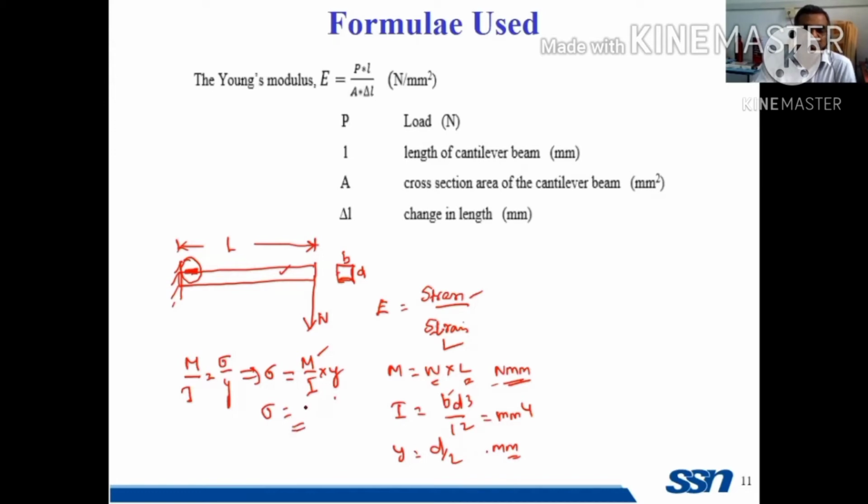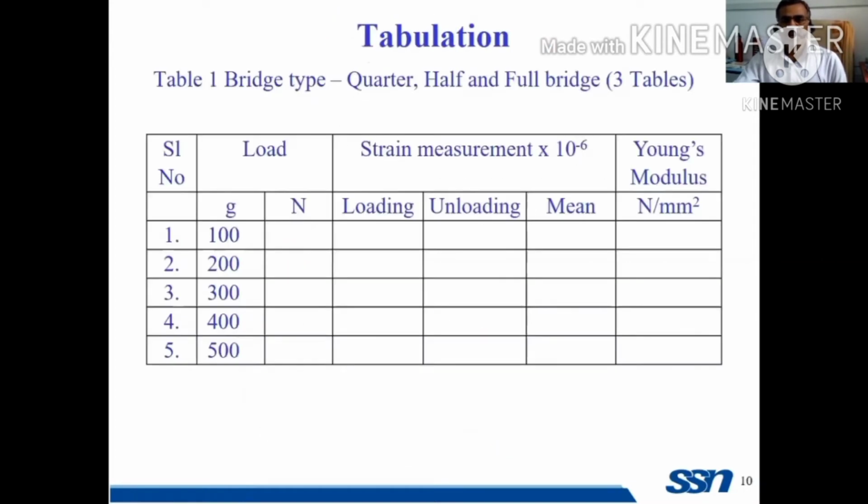So this you have to calculate for each load: 100 grams, 200 grams, 300 grams, 400 grams, 500 grams. If you know the stress value, how to calculate the Young's modulus? Stress by strain will give the Young's modulus. So this is the way you have to calculate the Young's modulus. Young's modulus is a material property, so after that you find the average.